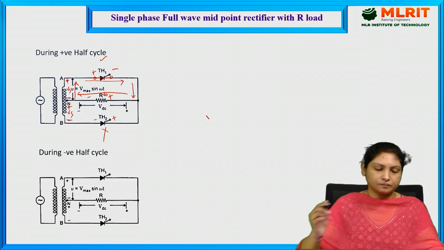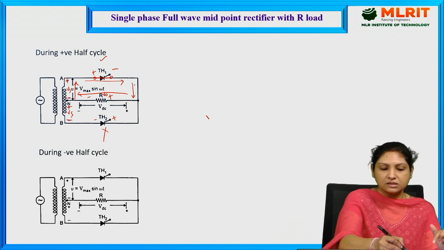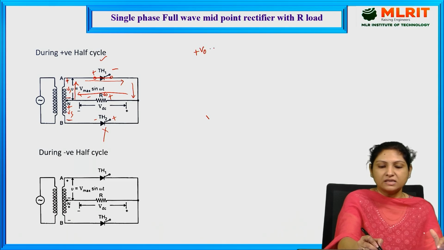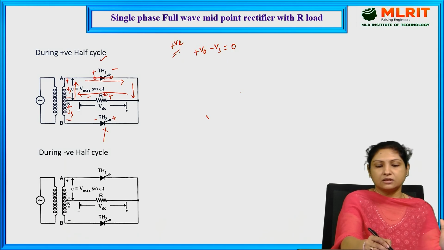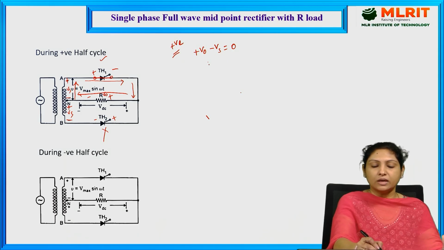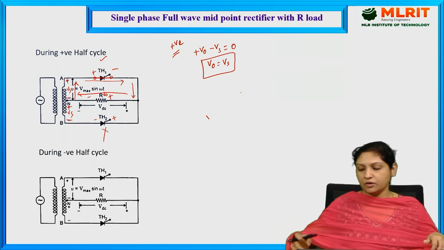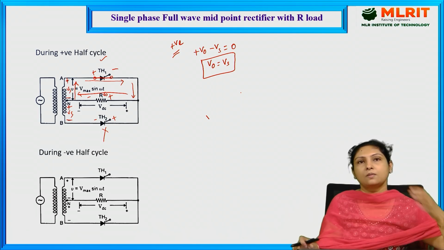Now, since thyristor 1 is conducting, let us apply KVL for this particular loop. Since the current is initially striking the positive terminal, let me take it as plus V0 minus Vs. Since this is a short circuit, the whole thing is equal to 0. This is for the positive half cycle. Writing the equation, we get V0 is equal to Vs during the positive half cycle.